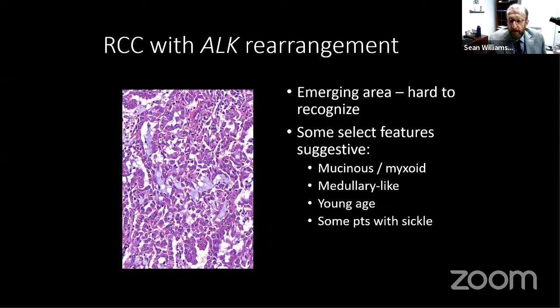However, some of the features that have been found to be suggestive of renal cell carcinoma with ALK rearrangement include a mucinous or myxoid background, a medullary-like morphology, in particular in patients of young age, and a subset of these patients seem to have sickle trait. So if you have a patient with a sickle trait, we all likely know that they often develop renal medullary carcinomas, but if you have a tumor that really doesn't fit the morphology of renal medullary carcinoma with loss of INI1, SMARCB1, another possibility might be renal cell carcinoma with ALK rearrangement.